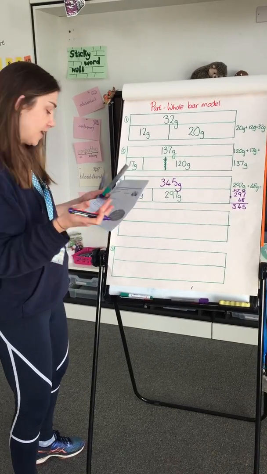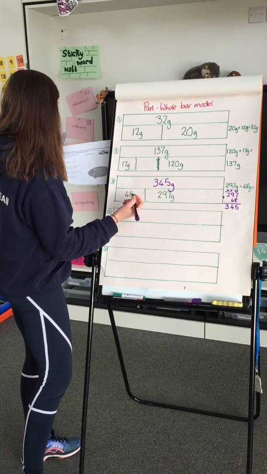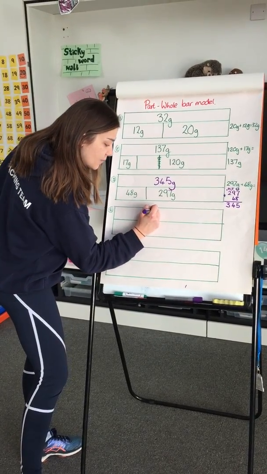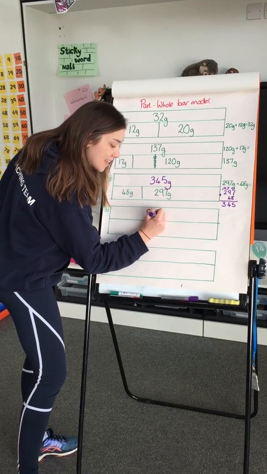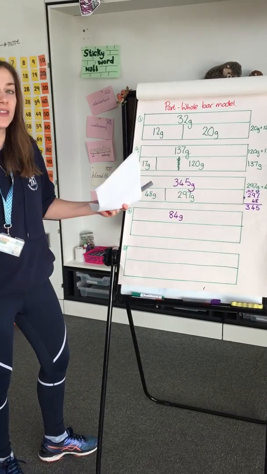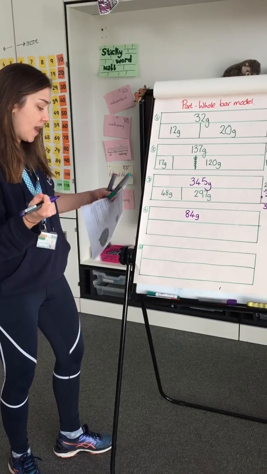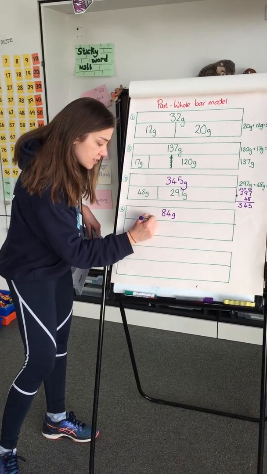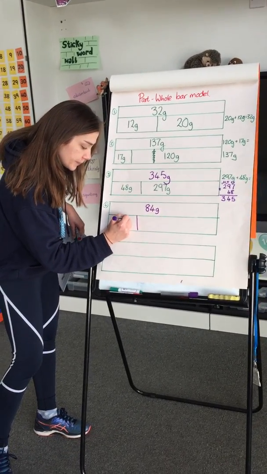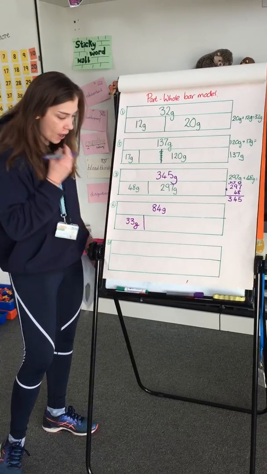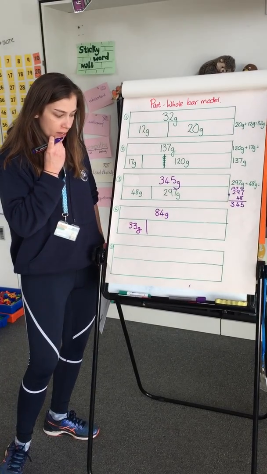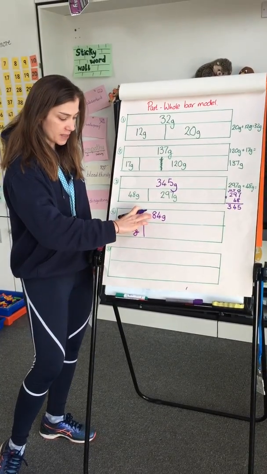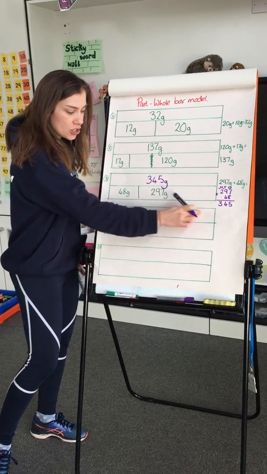So be careful labeling this one. We know that the pencil case with the pens is 84 grams. That's my whole, that's my biggest value, the pencil case with the pens inside. The pens by themselves are only 33 grams. So how am I going to work out what the pencil case by itself weighs? I'm not going to add these numbers together because remember my whole is my largest value.